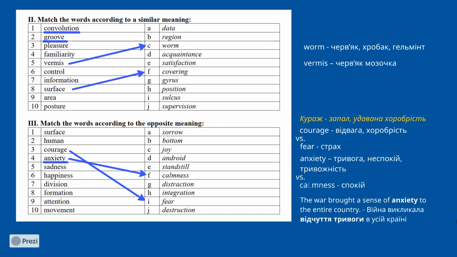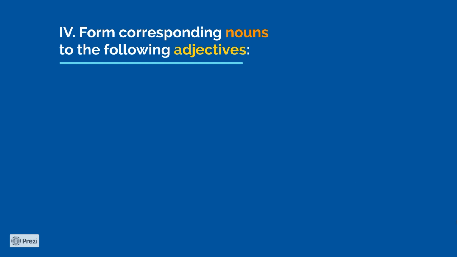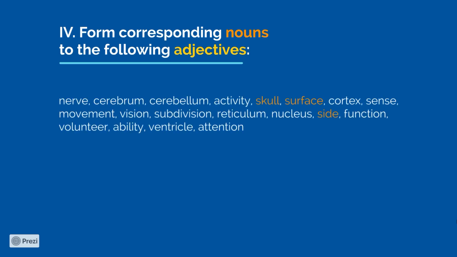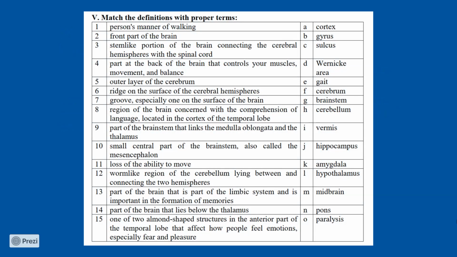So the opposite is calmness. There is no sound L in this word. Calmness. The next exercise is 4, and the task is to form adjectives from nouns. Watch out for the words that change completely when forming adjectives, such as, again, surface becomes superficial, поверхневий, skull, cranial, черепний, side, lateral, бічний or латеральний.